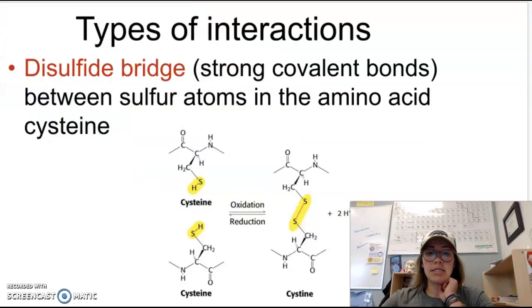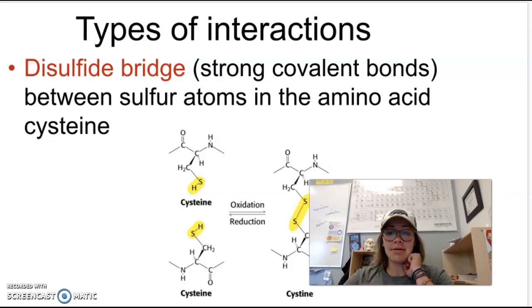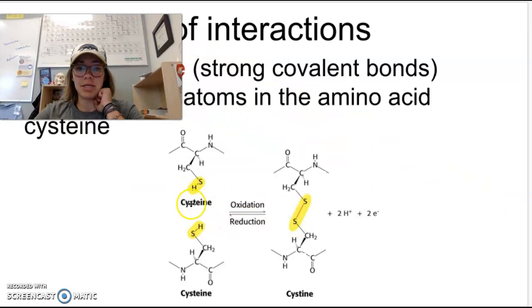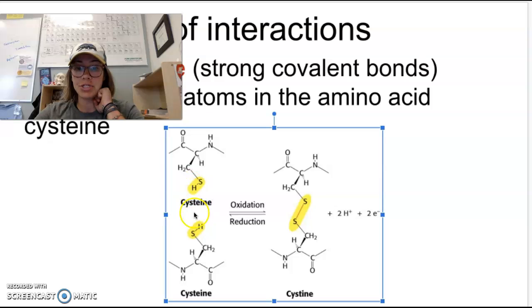So the disulfide bond, it's a strong covalent bond between sulfur atoms in the amino acid cysteine. So what we can see here, again, remember that we are going to be removing hydrogens from here. And as we remove those hydrogens, we're going to see those sulfurs form a covalent bond. That's because of those free electrons that it's opened up.